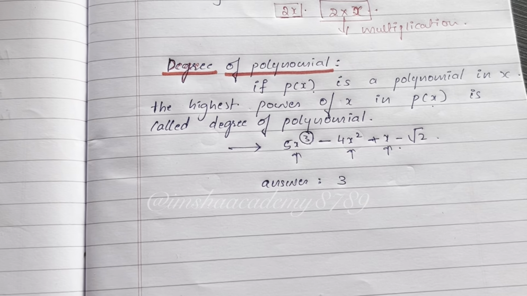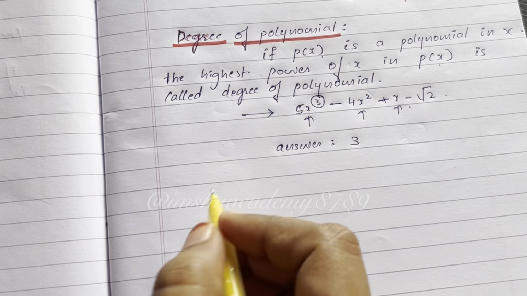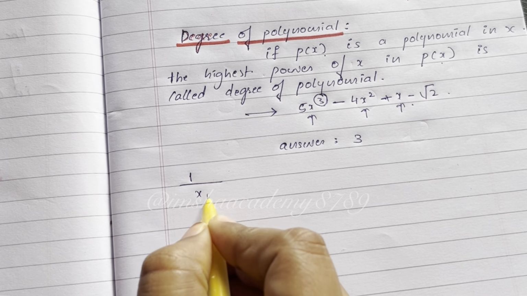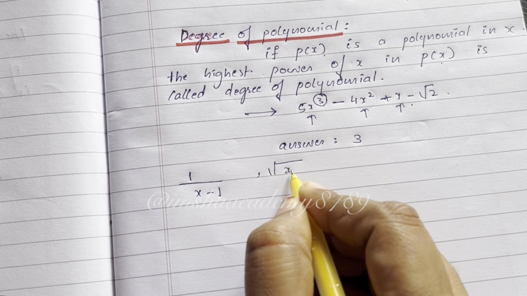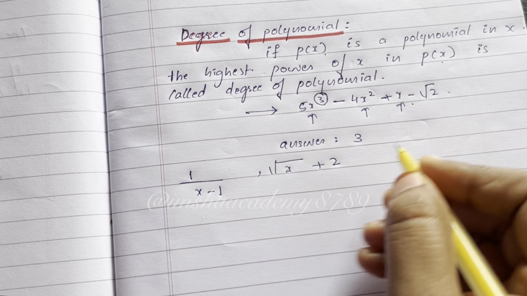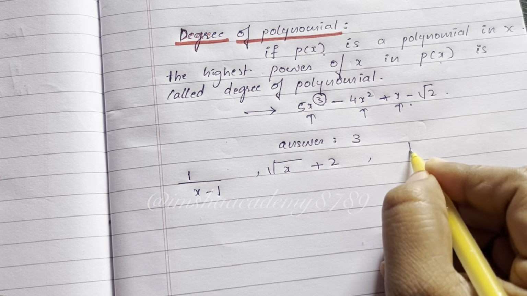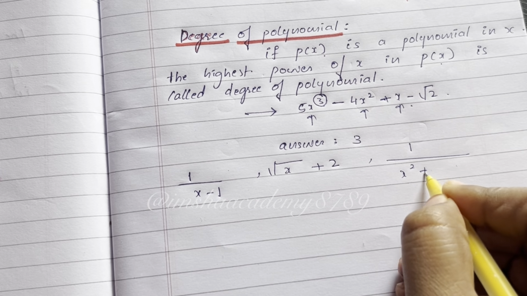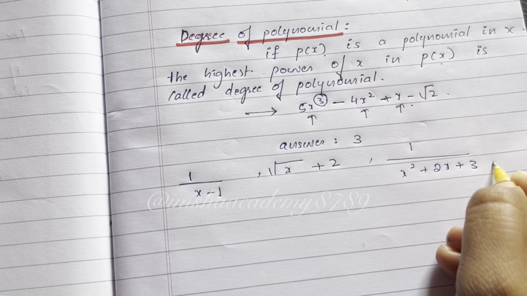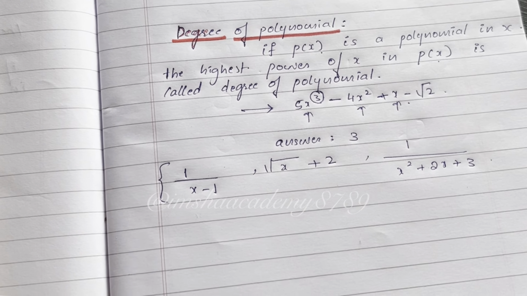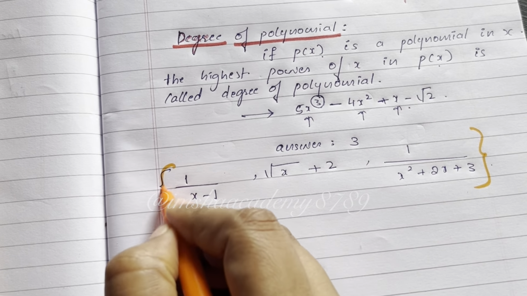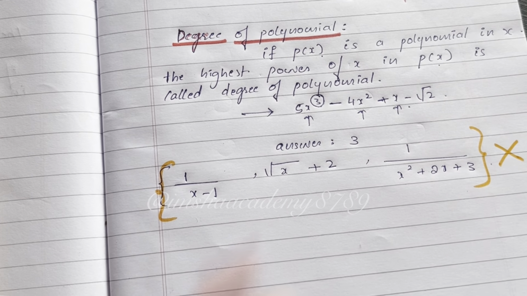Now some expressions like 1 by x minus 1, x root x plus 2, and 1 by x square plus 2x plus 3 are not polynomials. Such examples are not polynomials.